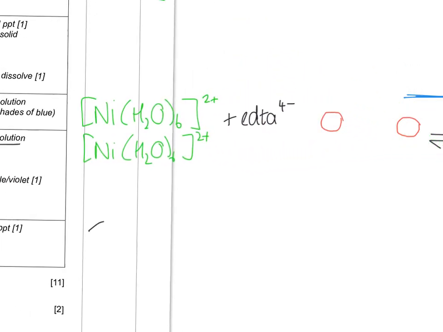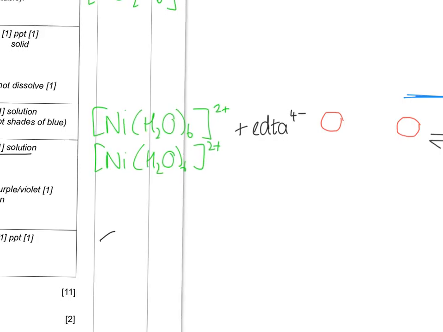So again, if we were asked to write an equation, what we've done is taken our hexa-aqua complex, our nickel solution, and we've added in our ethylenediamine, or our 1,2-diaminoethane. Both names are for the same molecule. And what do we know about 1,2-diaminoethane? Well, let's draw its structure here.